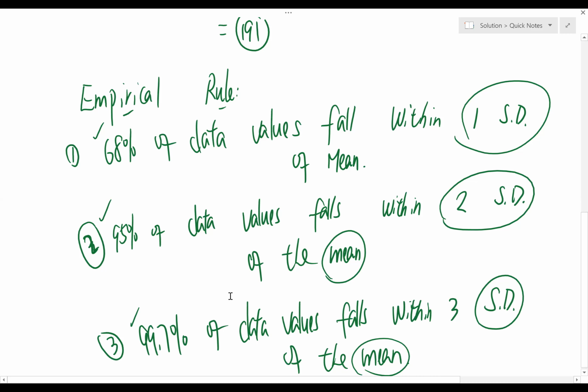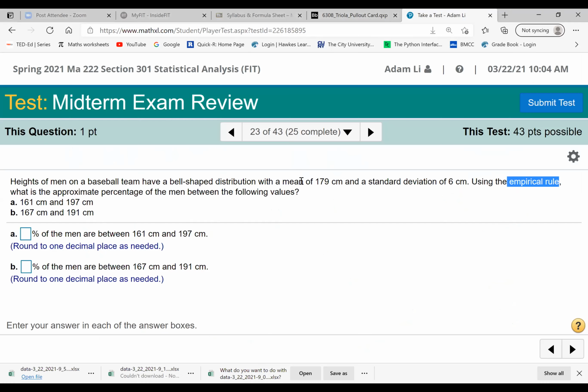It was precious back in the time, and it still applies now. It still works. Approximately, these percentages are accurate. If you round to whole percent, these are actually accurate answers. All right, and this is the empirical rules.